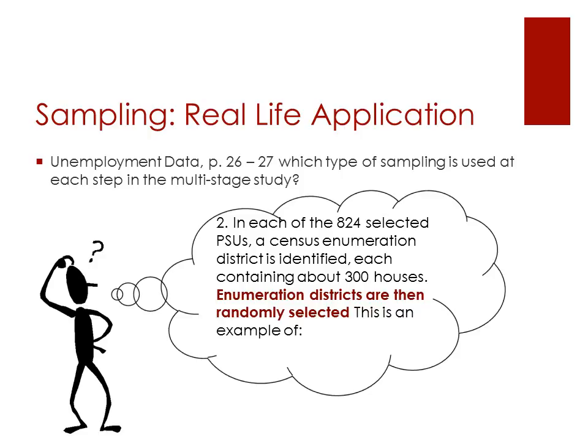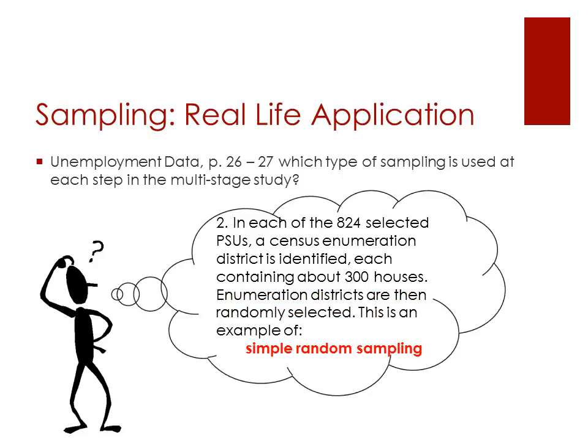Okay, 2. In each of the 824 selected PSUs, a census enumeration district is identified. Each of these then contains about 300 houses. Enumeration districts are then randomly selected. So that means within each of these 824 selected PSUs, they break them down into enumeration districts. All of those enumeration districts across all of those 824 PSUs are then randomly selected from. So, what type of sampling would this be? This would be simple random sampling.